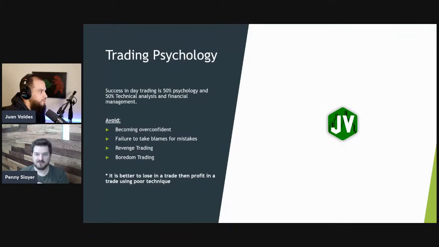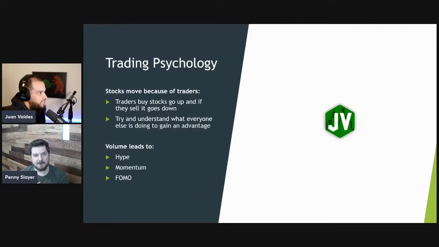It's good stuff, absolutely. Trading psychology: stocks move because of traders. That's why you have to know trader psychology. These stocks move up and down because of traders trading them, not because they just move by themselves. Traders buy, the stock goes up, and if they sell, it goes down. So if you try to understand what everyone else is doing, you'll gain an advantage. That's why support points help. They're not magical lines where, when a stock hits one, it automatically bounces. It's like a self-fulfilling prophecy. These support lines work because everybody's looking at them.